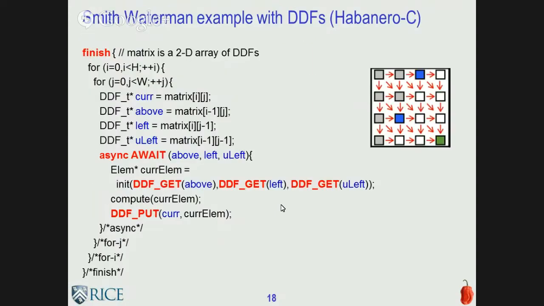Okay, so what can we do with this? Here's an example of a Smith-Waterman tiled version, simple dynamic programming, where what you want to do, rather than get into explicit wavefronts and parallel loops, is just specify the dependencies. So the way you would specify the dependencies is you break it up into tiles. I'm not getting into the computation in each tile, that's in compute. And each tile is an async await that waits for the DDFs corresponding to the three predecessors according to dependencies, above, left, and upper left. And then you do a put on your DDF.